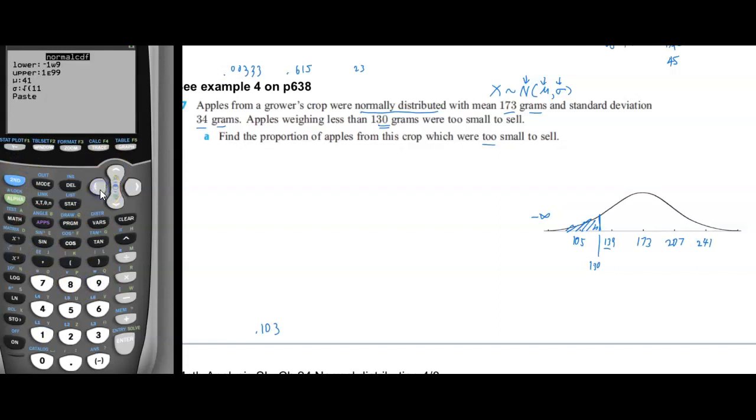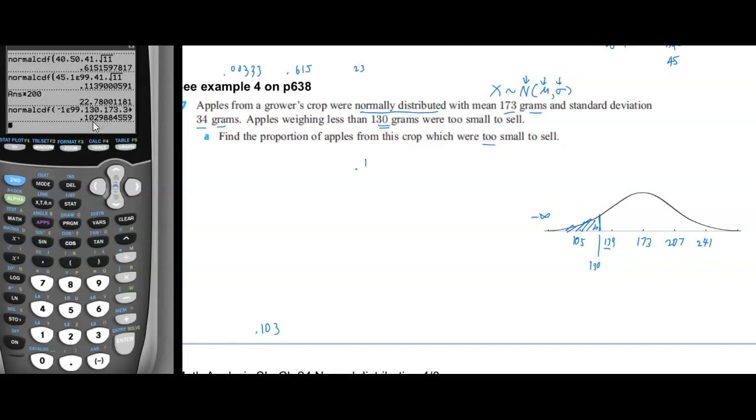Oops. 1 EE99. And my upper is going to be 130. And I think I'm going to get something really small, like 5% or less. And the mean is going to be 173. And the standard deviation is going to be 34. It's going to be small. Okay, it wasn't as small as I thought it was going to be, but like 10%, right?